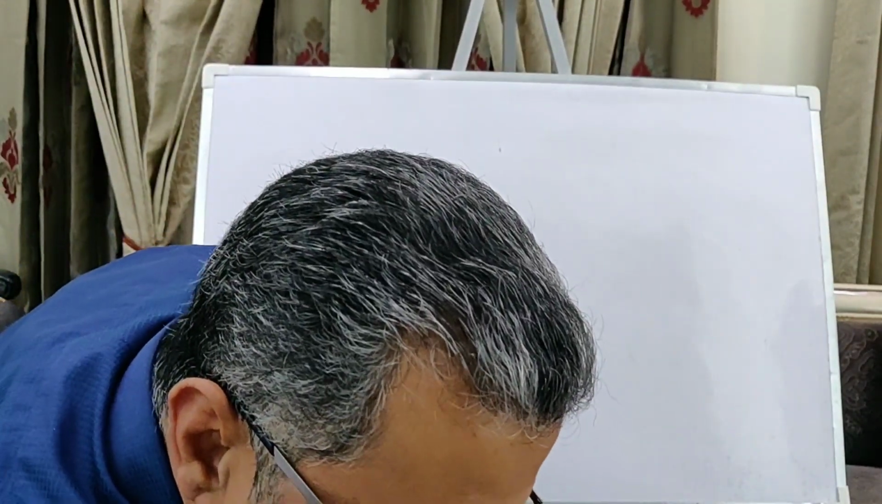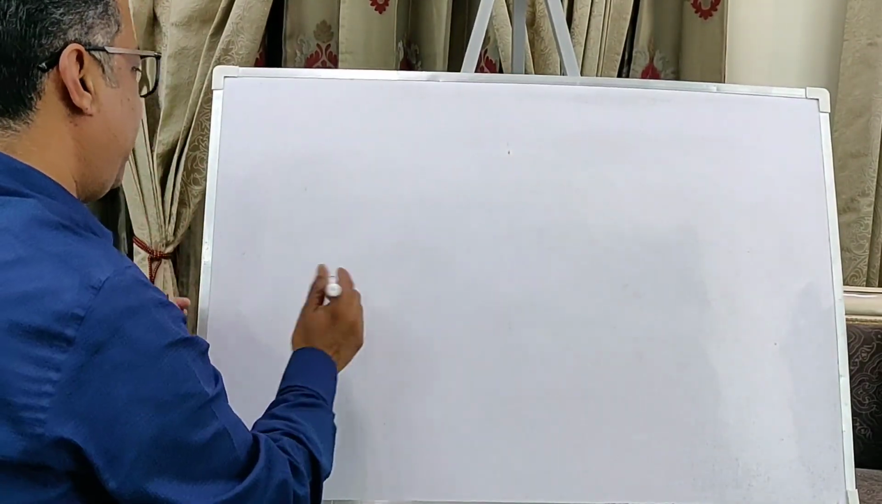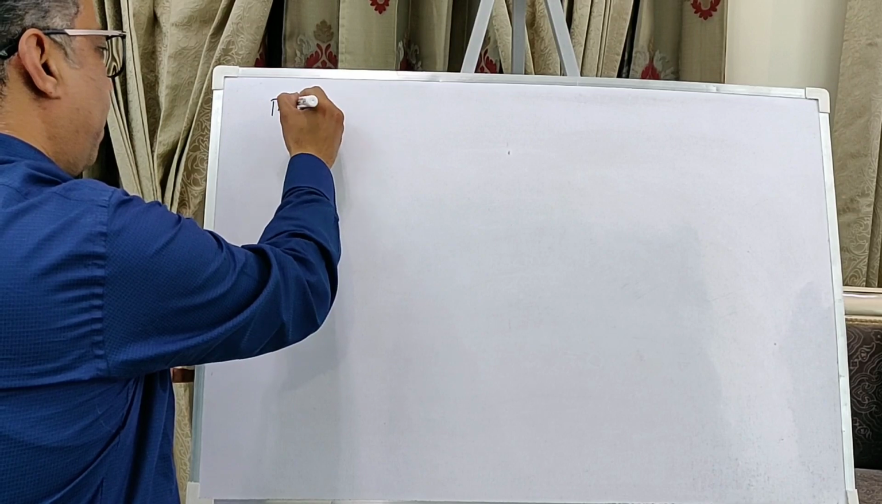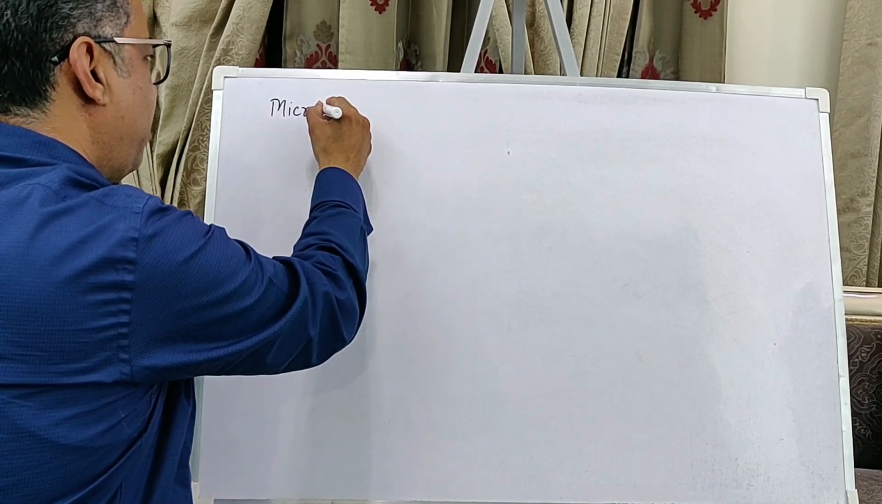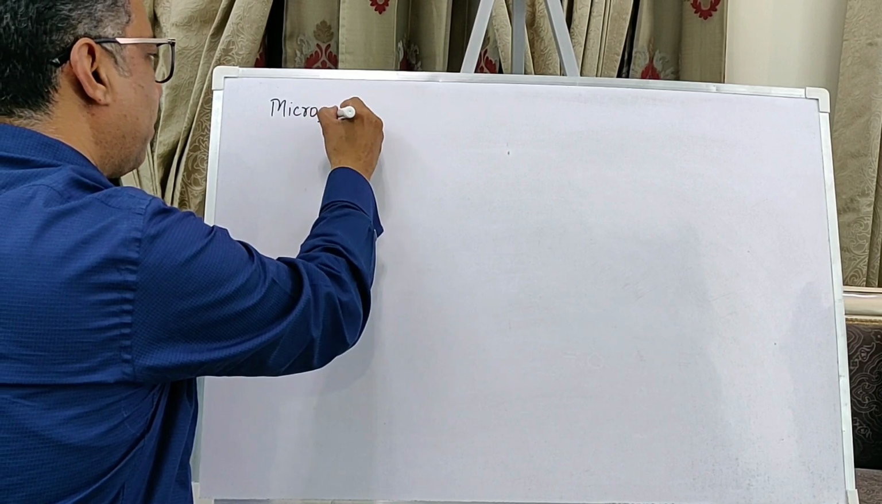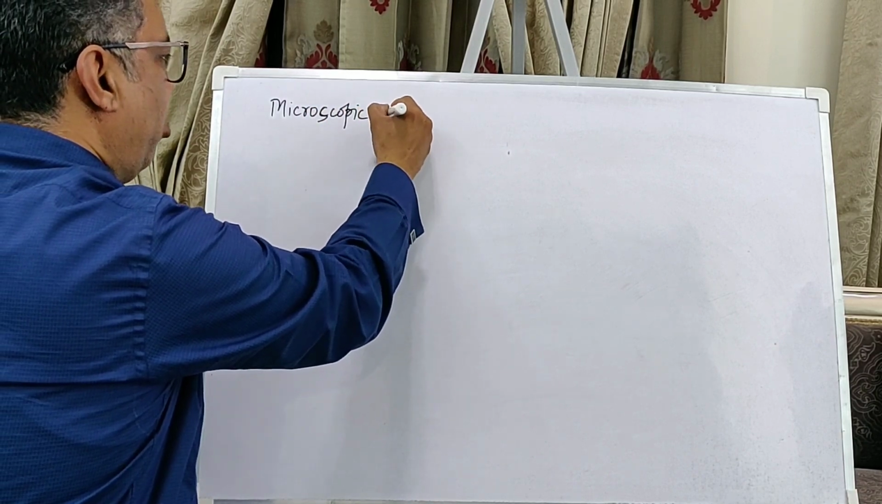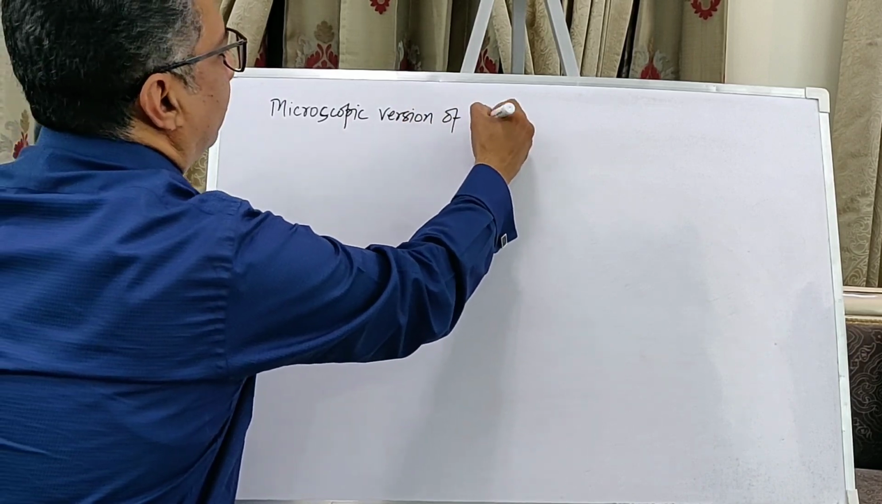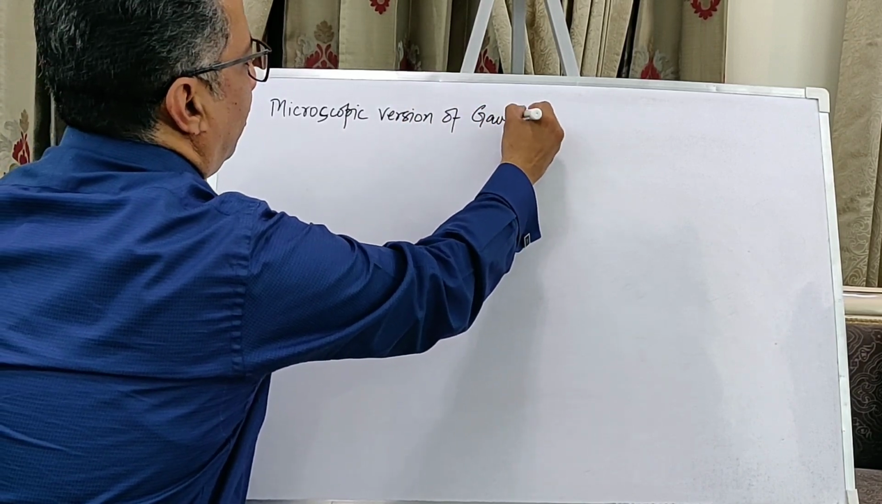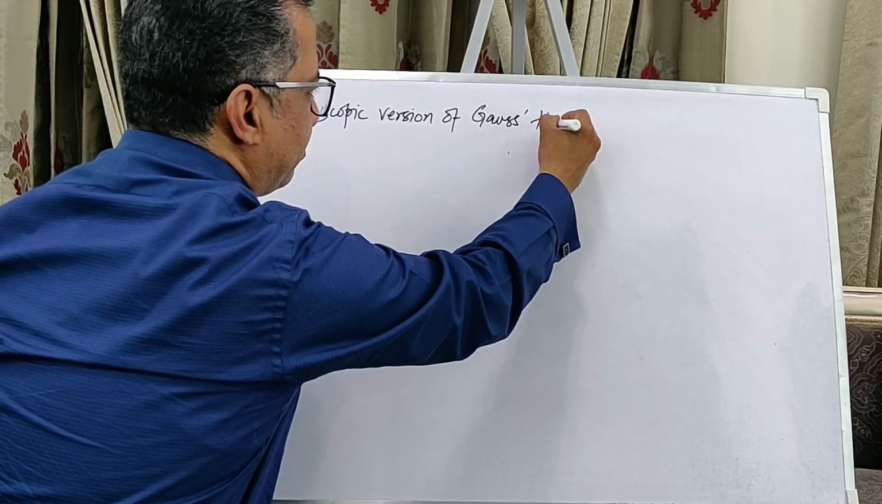Now let's say we have a region of space here in which we'll be determining the microscopic version of Gauss's theorem.